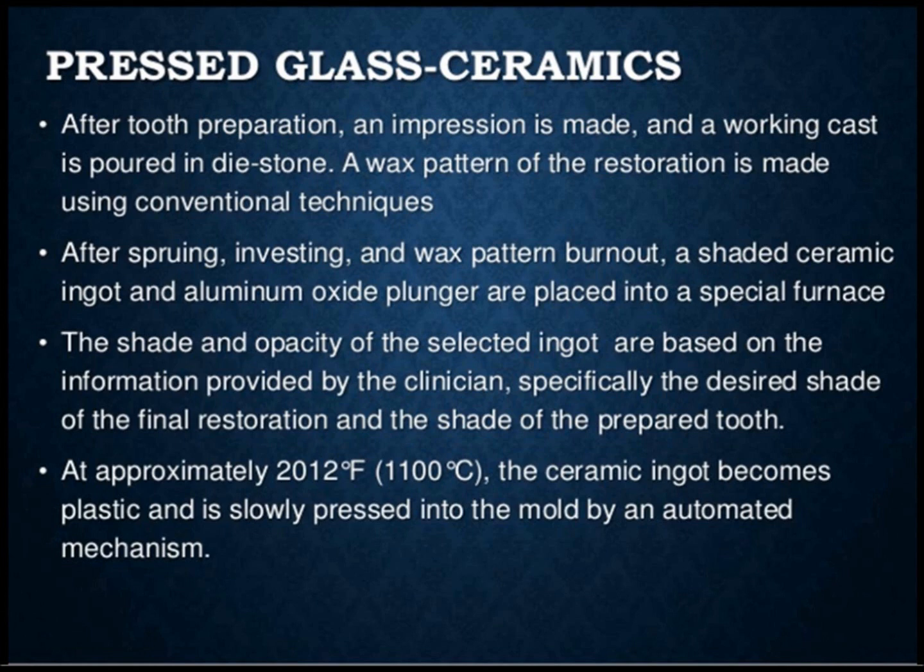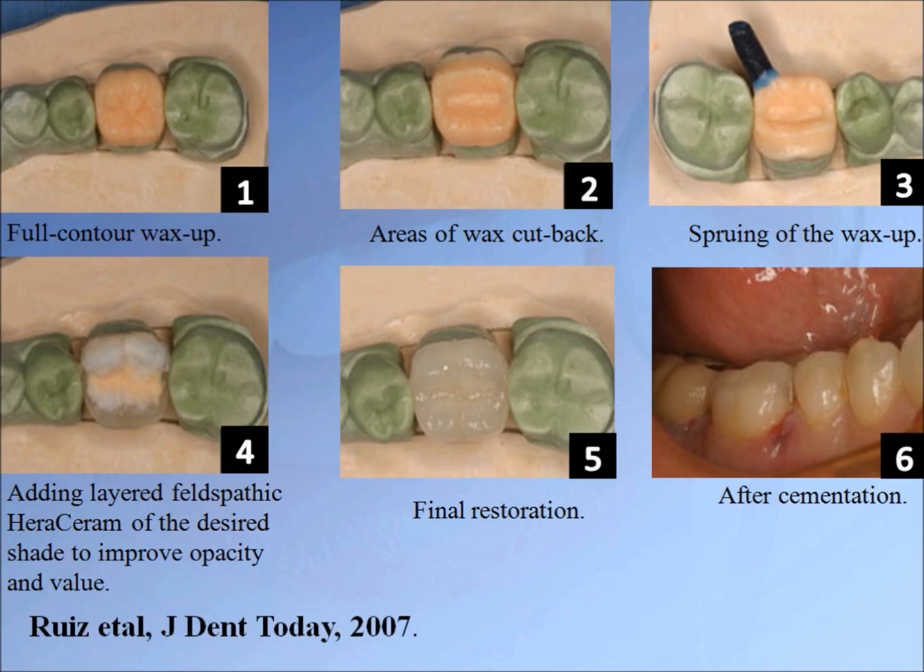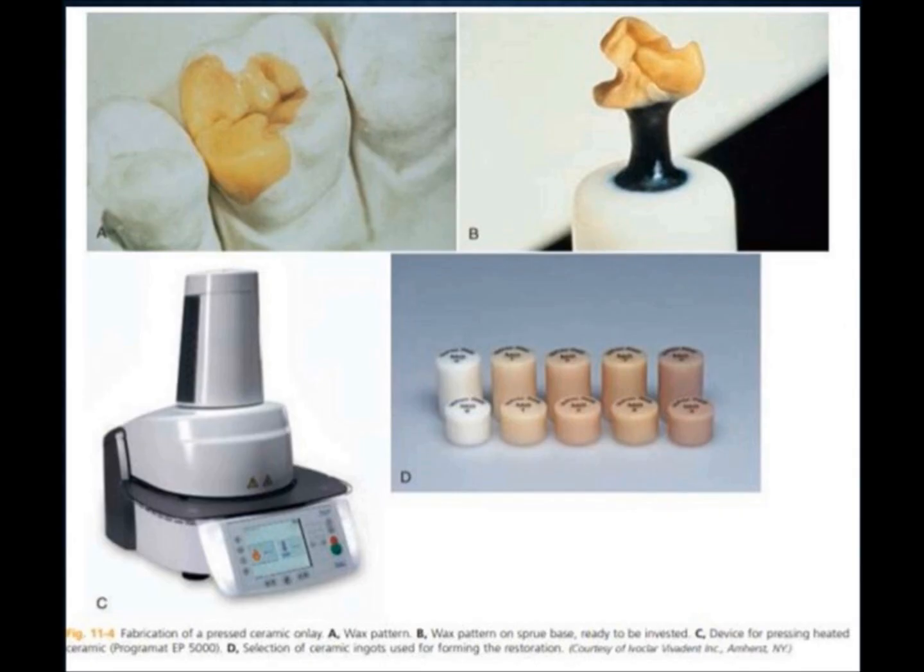After the tooth preparation, an impression is made, and a working cast is poured in die stone. A wax pattern of the restoration is made using conventional technique. After spruing, investing, and wax pattern burnout, a shaded ceramic ingot and aluminum oxide plunger are placed into a special furnace. The shade and opacity of the selected ingot are based on the information provided by the clinician, especially the desired shade of the final restoration and the shade of the prepared tooth.